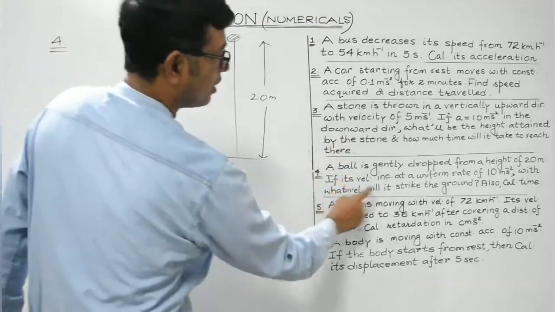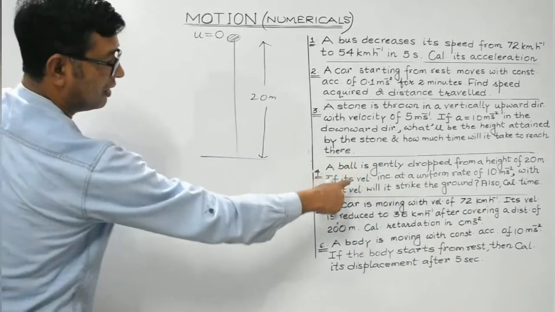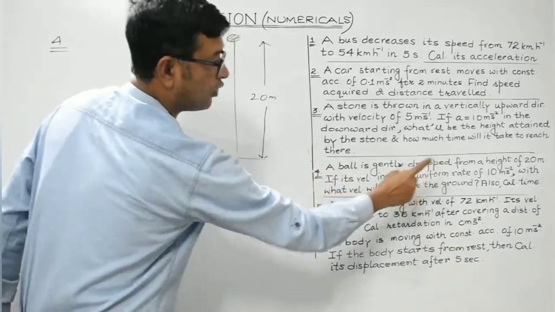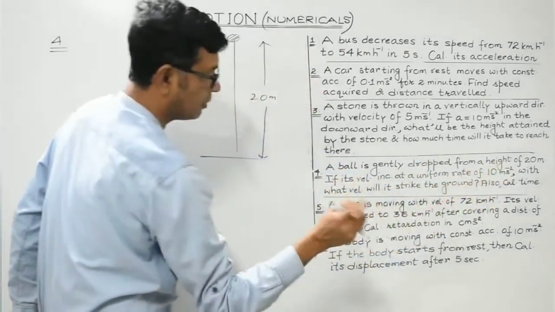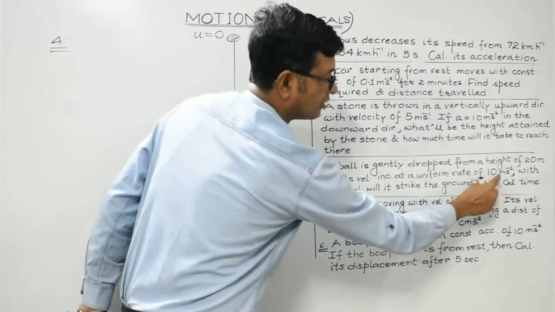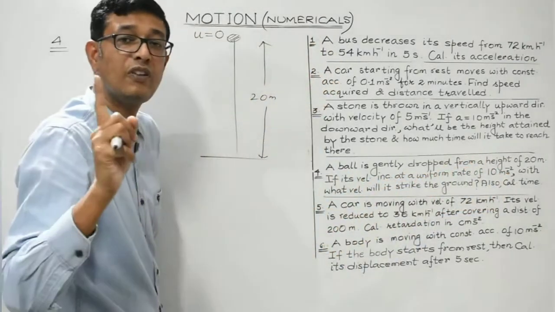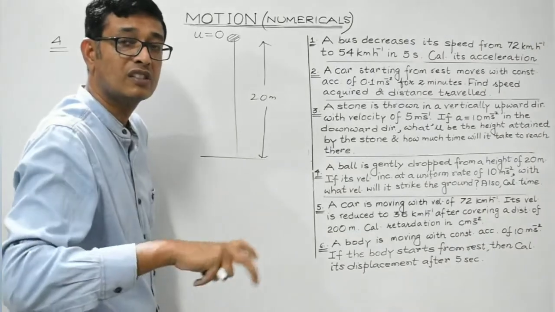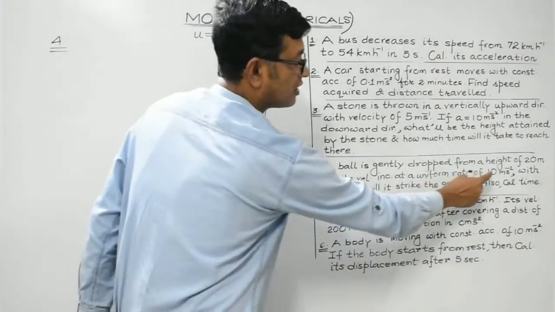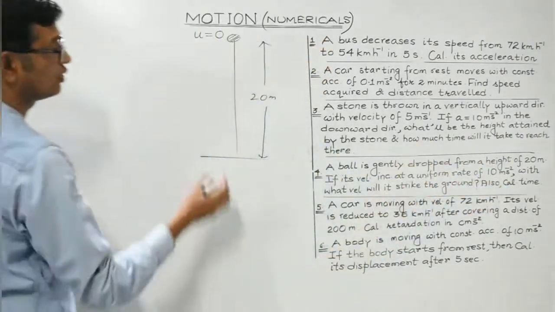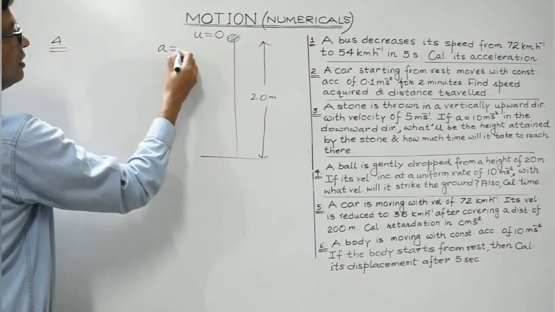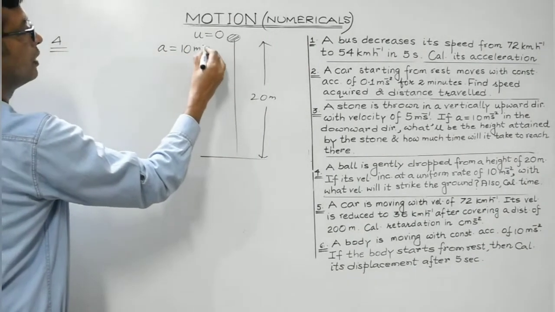Its velocity is increasing at a uniform rate of 10 meter per second square. Remember, it's not velocity which is given. Meter per second square is the unit of acceleration. So velocity is increasing at a constant rate of 10 meter per second square. So it is the acceleration which is given, 10 meter per second square.